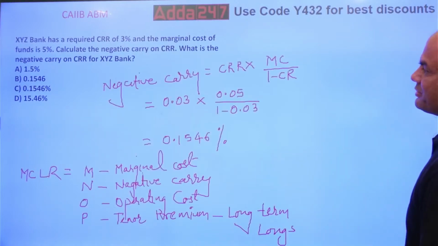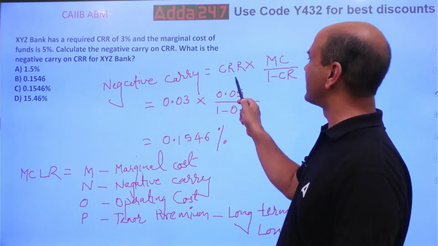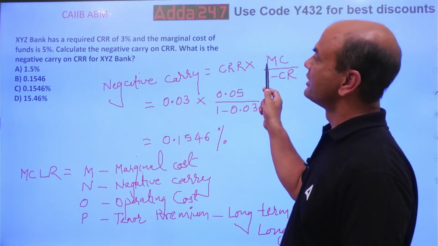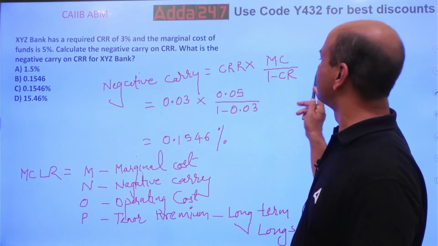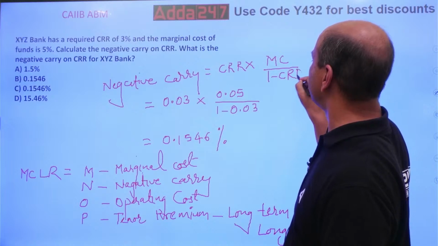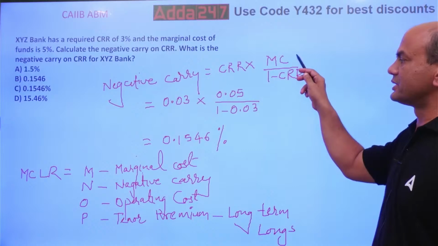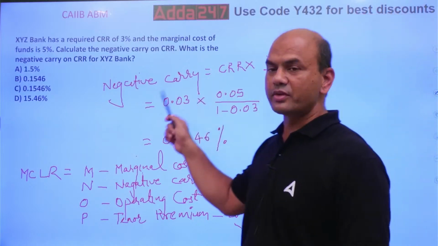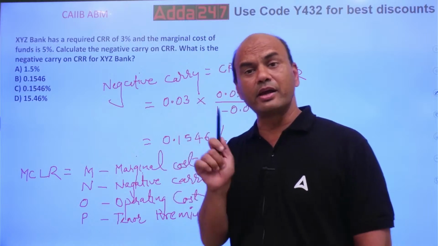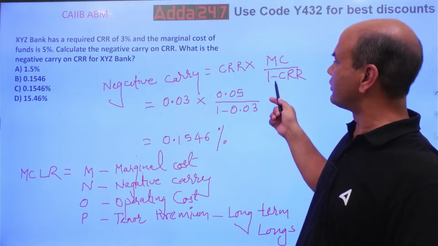I have solved this. Negative carry on CRR is always equal to CRR multiplied by marginal cost upon 1 minus CRR. So CRR multiplied by marginal cost upon 1 minus CRR. This is the formula for negative carry. Mind it, learn it by heart. CRR into marginal cost upon 1 minus CRR.